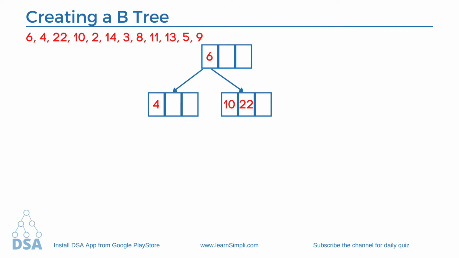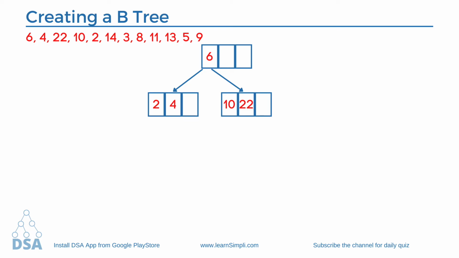Now moving to the next number, that is 2. Let's see how we can insert 2. 2 is a new element and all the new elements can be inserted in the leaf node itself. You cannot insert in the root node. But first we will compare the new element with the root node to decide which subtree it goes to, that is right or left subtree. 2 is less than 6, so it will go to the left subtree. And as it is less than 4, it will be inserted before 4.